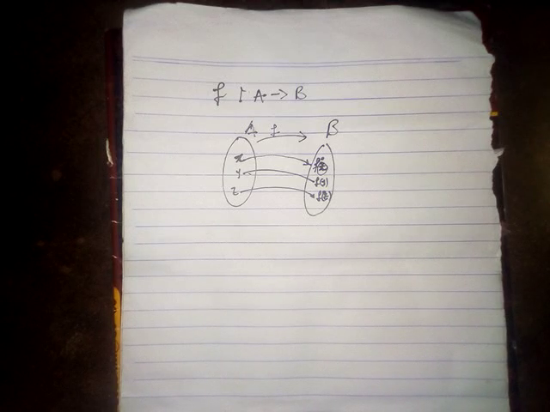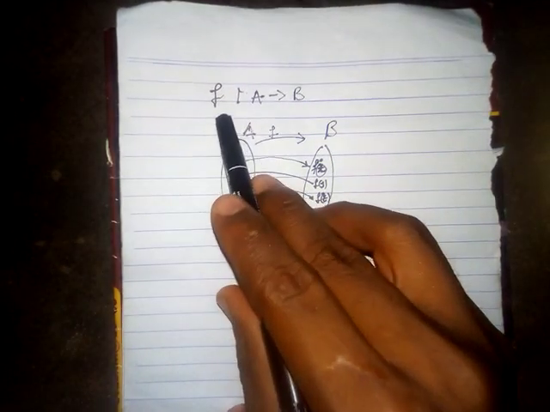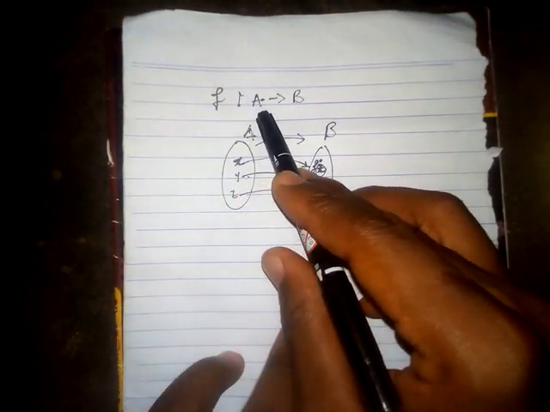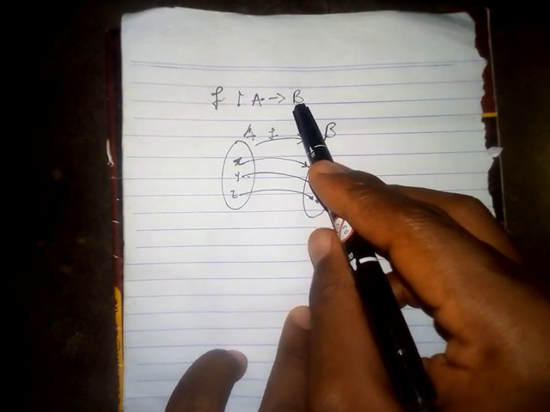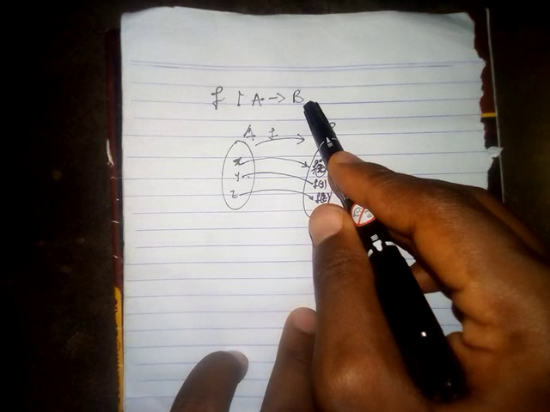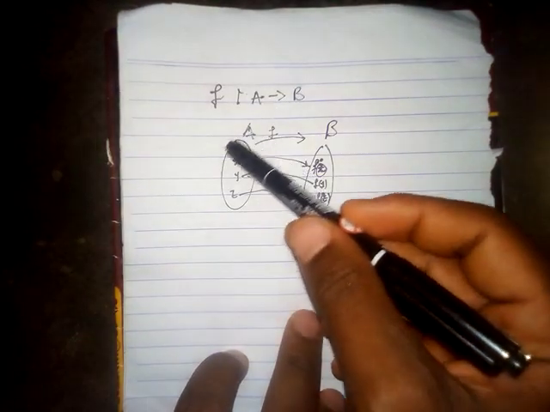In this video we're going to talk about functions. A function is simply a map that maps the elements in the set A to the elements in the set B. Now the set A is known as the domain, while the second one is the codomain. Now observe that this is the set A.